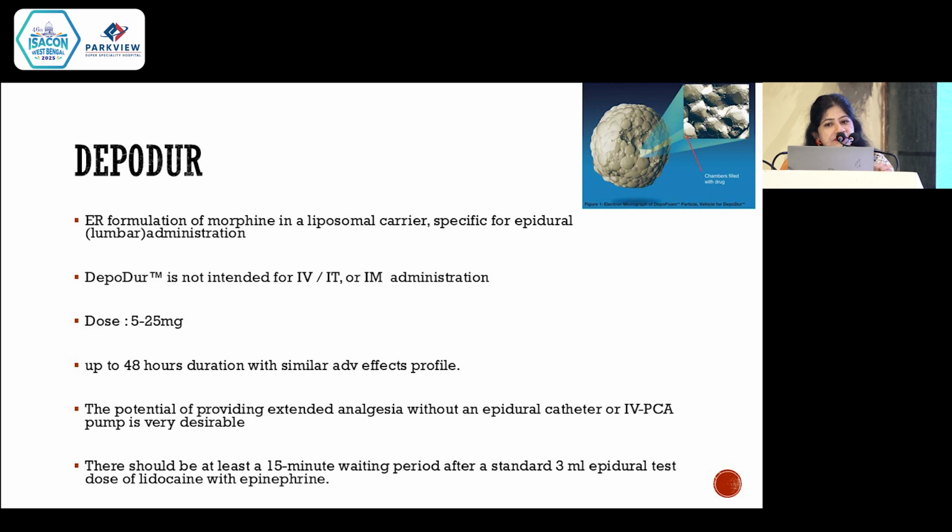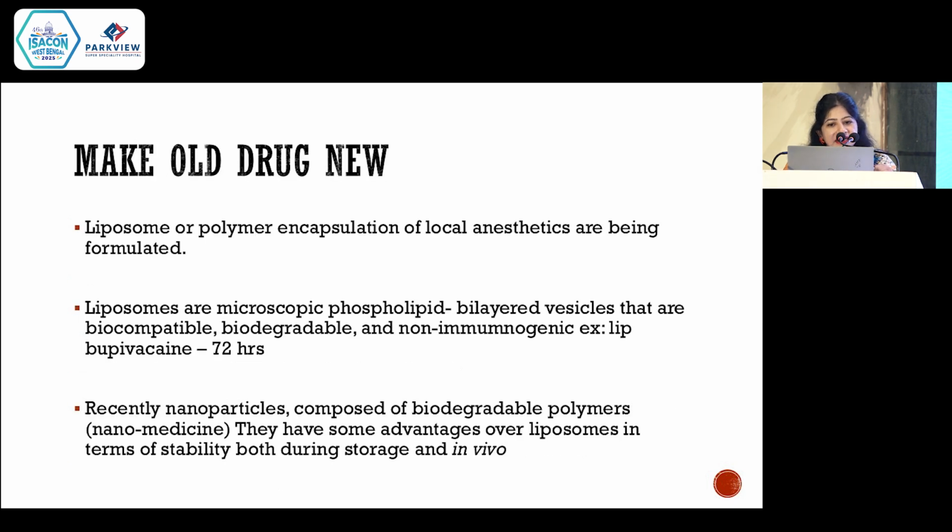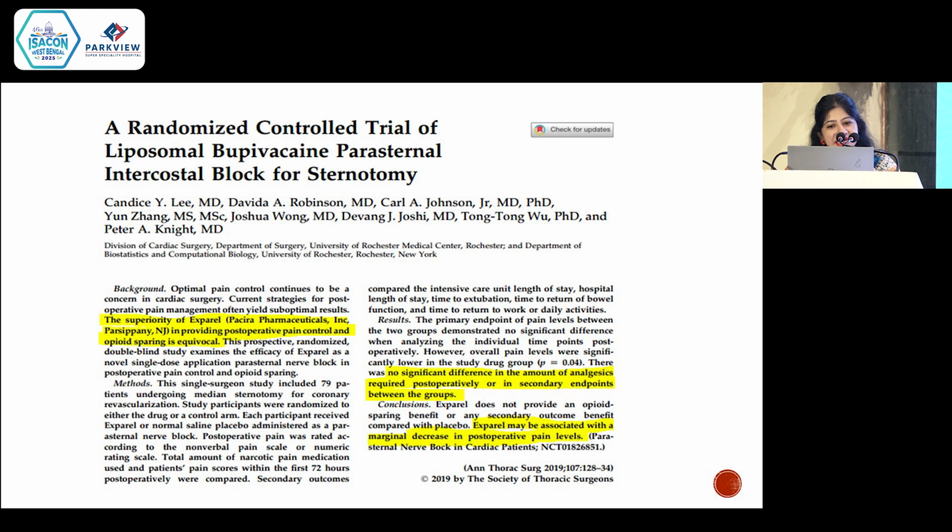There is a lot of literature, and it has proven that the effect of blocks is very much opioid sparing. There is also the option of the paras channel block, that is continuous infiltration of local anesthetic besides the sternal wound. That is also very important.